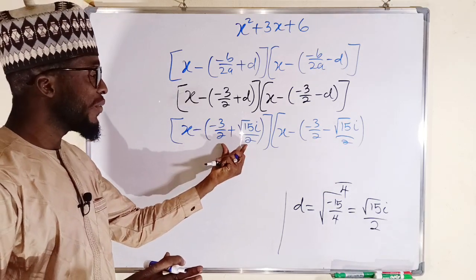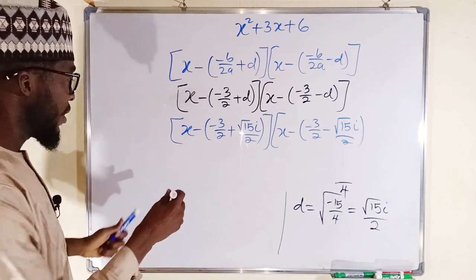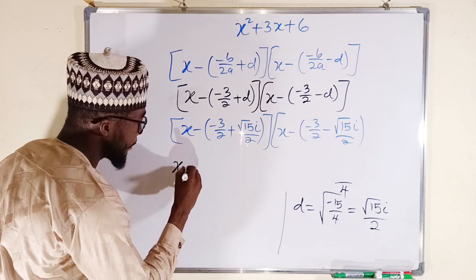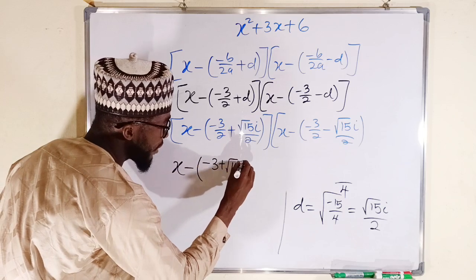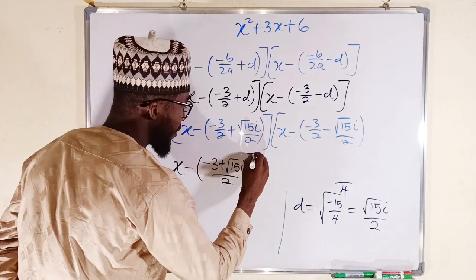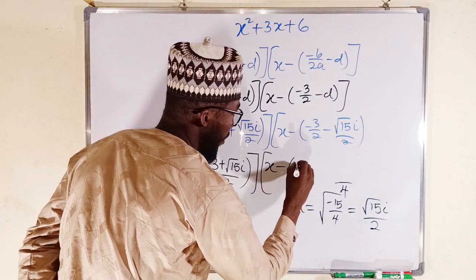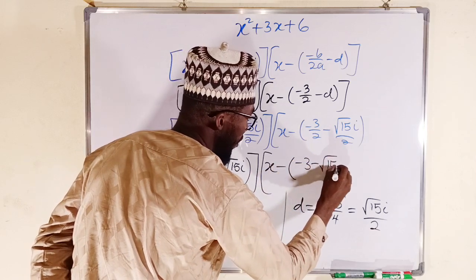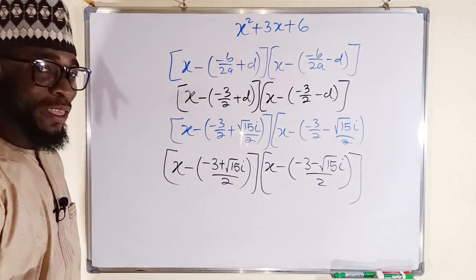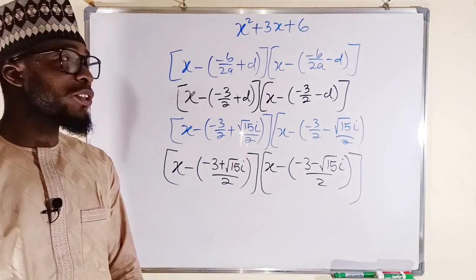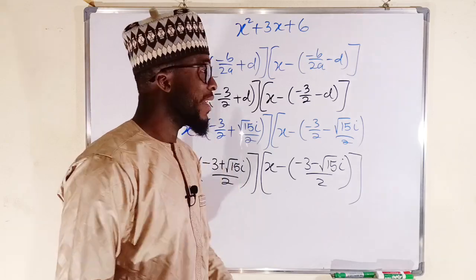Though this can also be simplified because we have common denominators. So if you like, you can further break it down as what? X minus, the whole of this is negative 3 plus root 15i divided by 2, right? Then the other factor is x minus negative 3 negative root 15i divided by 2. These are the factors. Once you take these two factors, you multiply them together, you have to get this quadratic function.